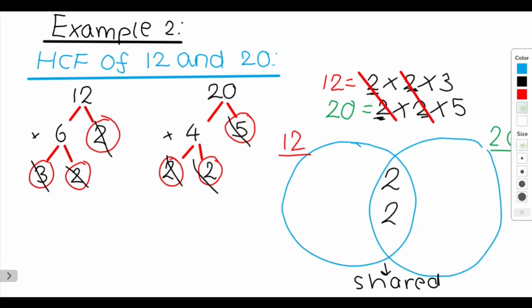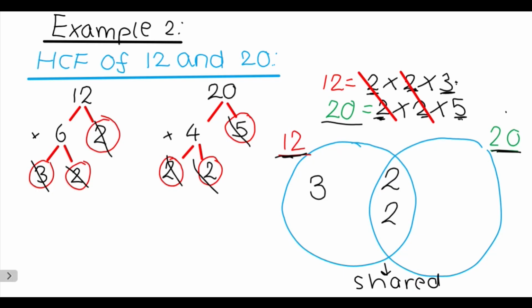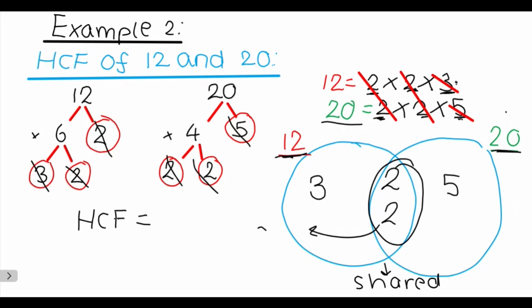And now there's a 3 in the 12s column, but there's no 3 in the 20s column. So we're going to pop that 3 in the 12s column and we're going to pop the 5 inside the 20s column. Now when we find the HCF, we don't just times all the numbers that's in the Venn diagram. We do it what's in the shared column and we do the sum of it. So that means we're timesing it.